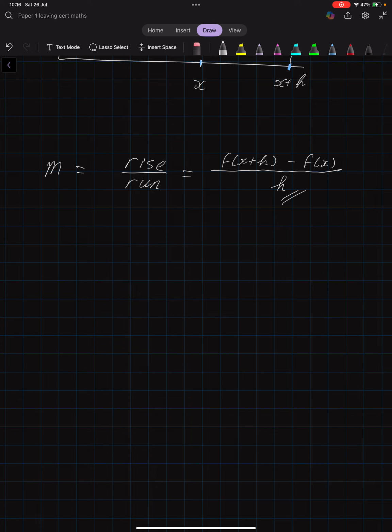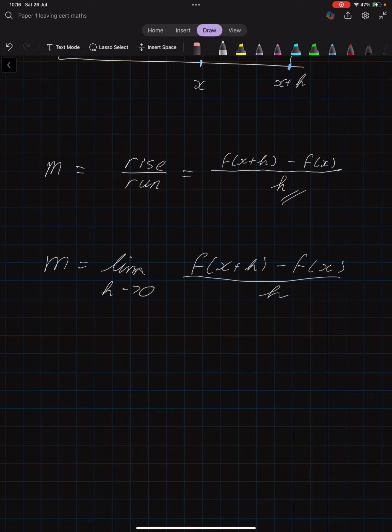Okay? So the slope of this function, m, is going to be equal to the limit as h goes to 0 of f of x plus h minus f of x all over h. So now, again, maybe some of you didn't watch the chapter on limits, but basically, all you need to know is a limit. I'm not saying h is 0. I'm saying that h is so small that it's basically 0.